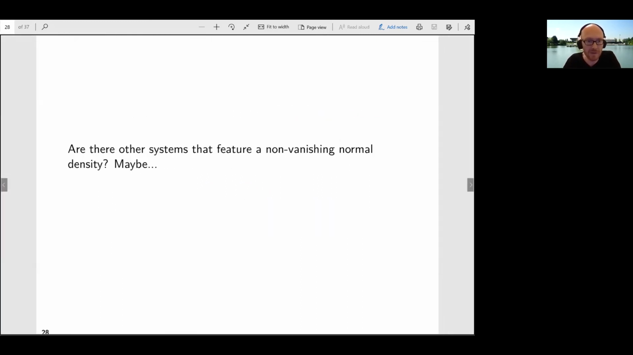Let me leave you with a teaser. I didn't say anything about high TC superconductors, so this is my teaser. Are there other systems that feature a non-vanishing normal density? Well, maybe, but you can either ask me or look it up in the paper where we discuss it more.